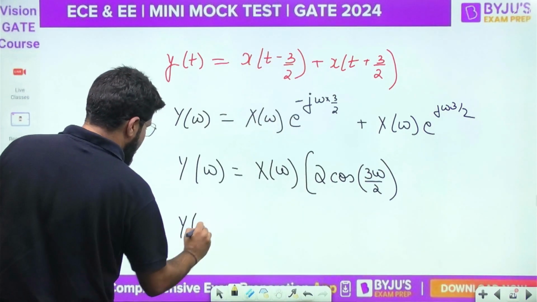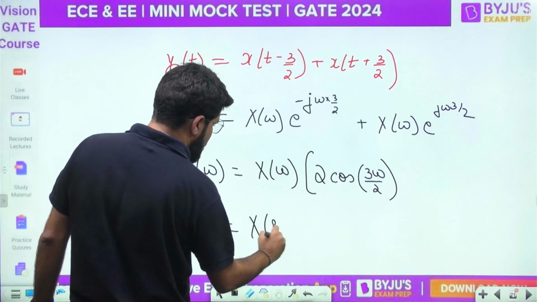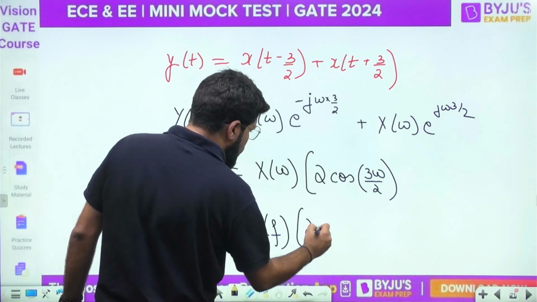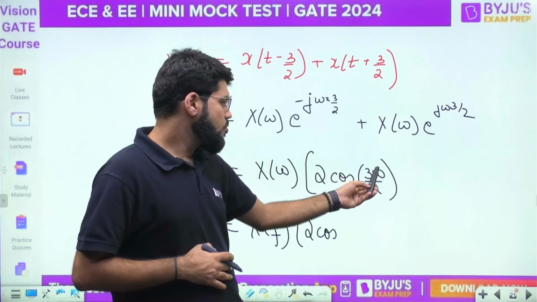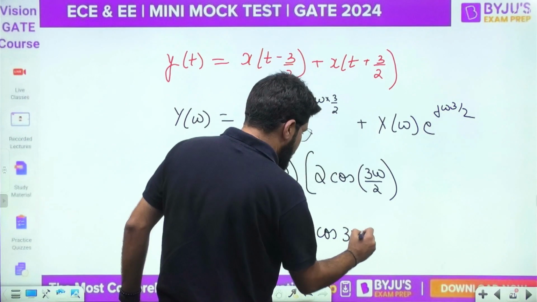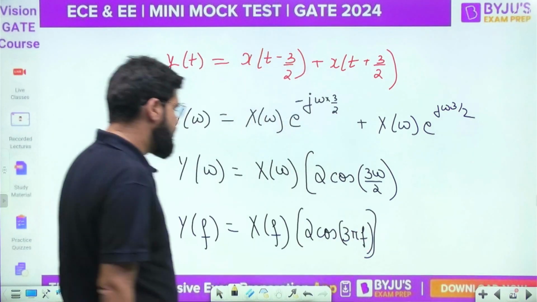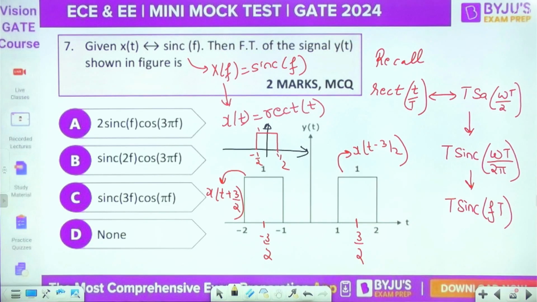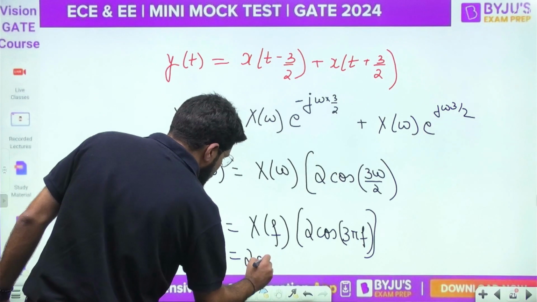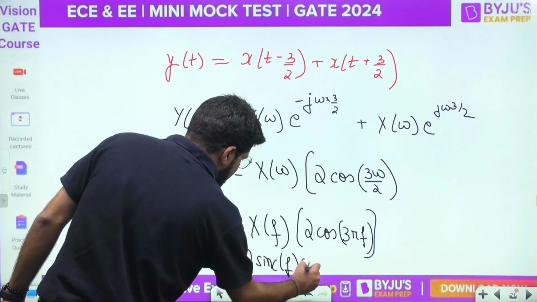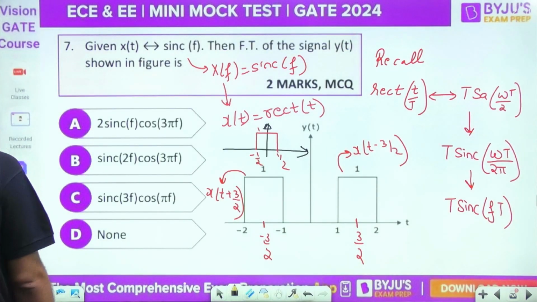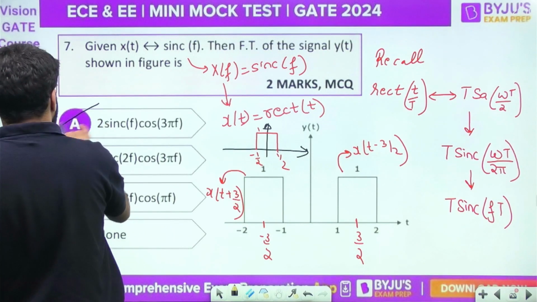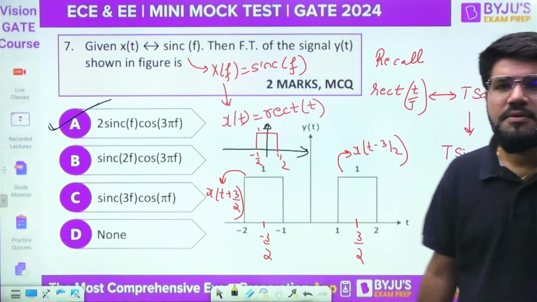So what is going to be Y of f, in terms of f, as they are asking? That is going to be X of f into 2 cos, with omega replaced by 2 pi f. If omega is 2 pi f, the 2s cancel and you will have 3 pi f. So 2 X of f, where X of f is given as sinc f, so 2 sinc f into cos 3 pi f. Option number A. Option A is completely correct.